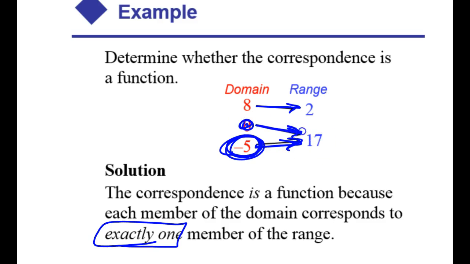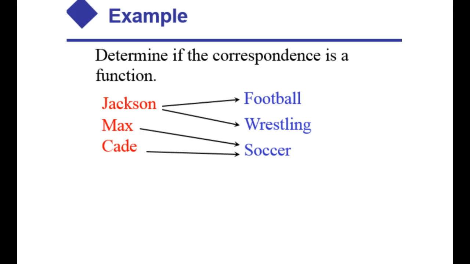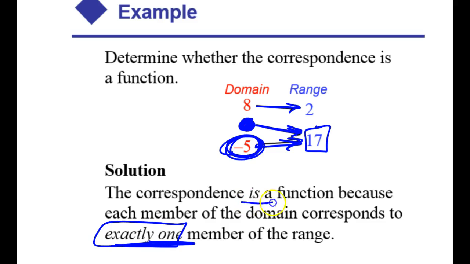0 also goes to 17, but that's not a problem because the problem exists when 0 goes to two different members of the range. So I would say this is a function. Even though it's confusing right over here, it's the x values that we're concerned with. That only has one y, and that does exist. So I would say yes, it is a function.